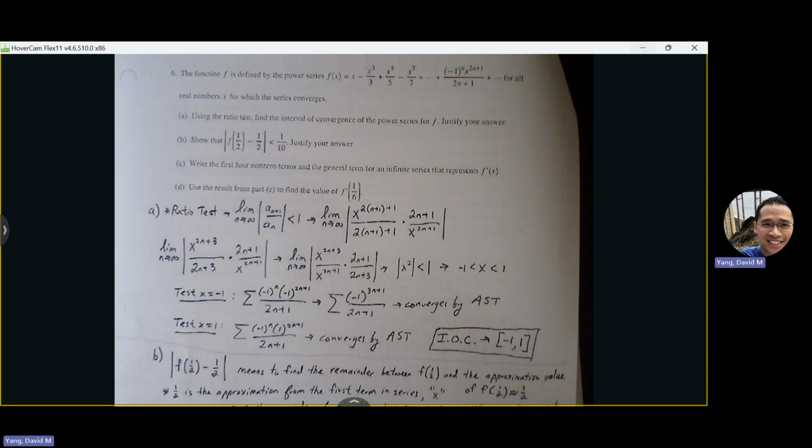So basically, we're comparing the actual value with the first degree polynomial. Therefore, we know that the error bound for my first term is going to be my first unused term, right? So I know that this x cubed over 3 is going to tell me about the accuracy of this 1/2 versus the actual value.